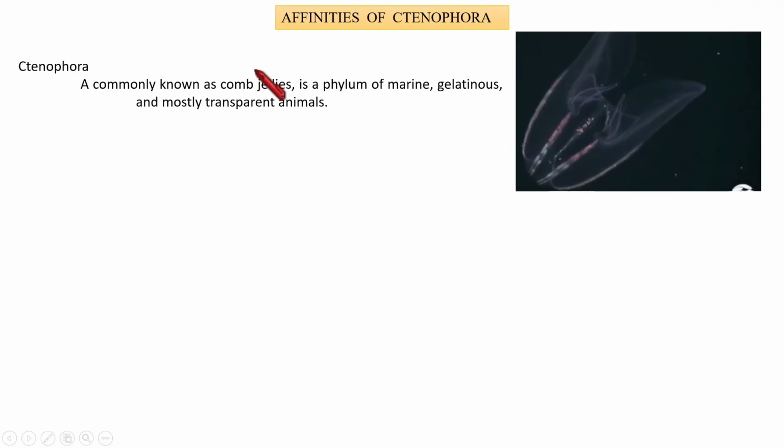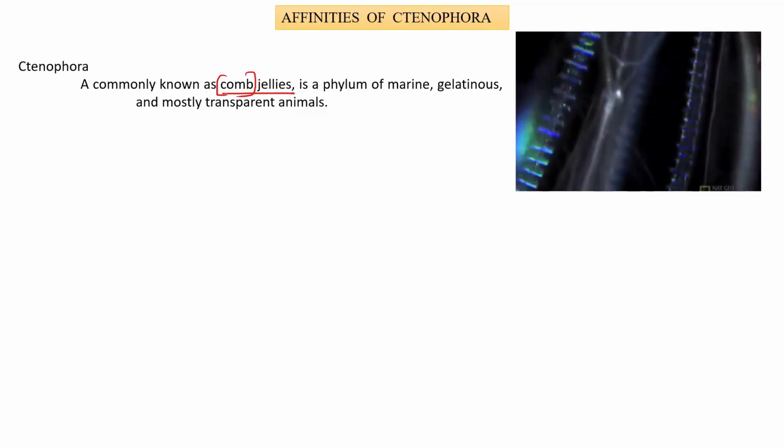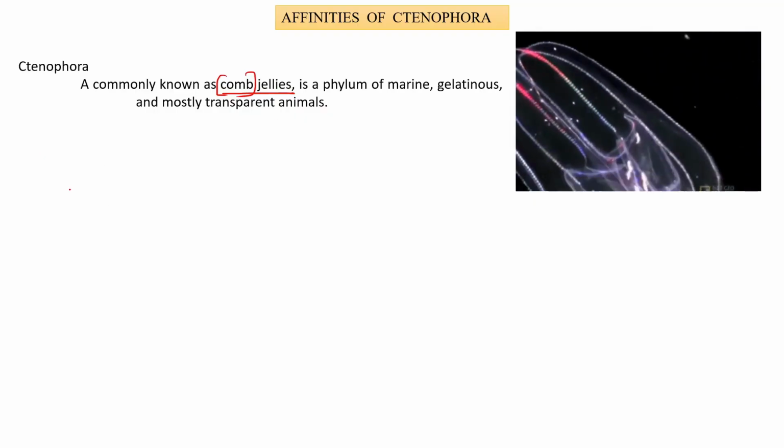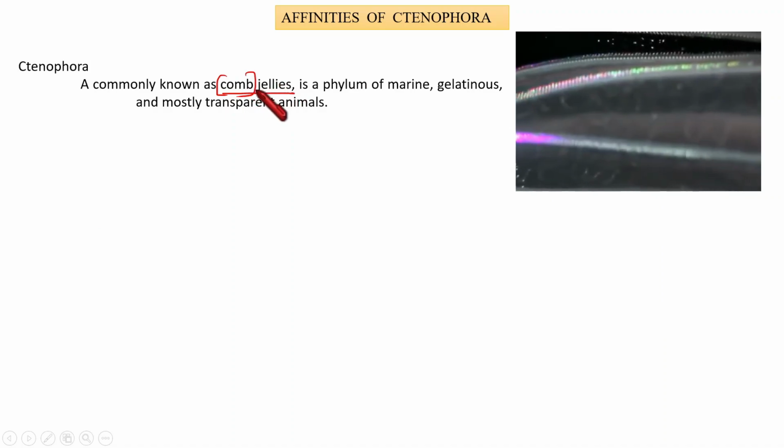Good morning, dear students. Today we are going to learn about the affinities of Ctenophora with some other phyla like Platyhelminthes and Cnidaria. Before moving to that, we need to understand what these Ctenophora are. Ctenophora are commonly known as comb jellies. Comb, the same thing that we use to comb our hair. So it has some similarity to that comb. In what way is it similar to a comb?